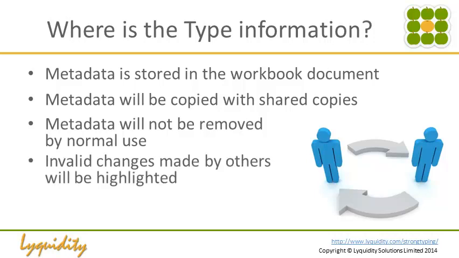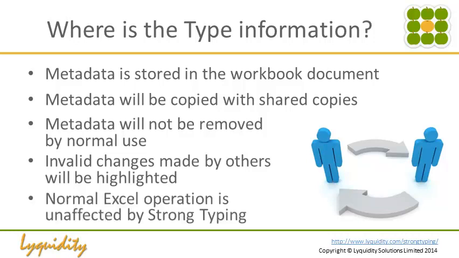If a colleague makes a change to the workbook, any issues with the changes can be reported when the document is returned to you. New formulas and cells will appear as warnings, while changes that adversely affect the validity of the model will be reported as errors. The existence of StrongTyping metadata does not affect the operation of the workbook.